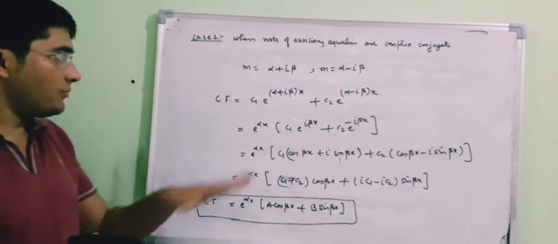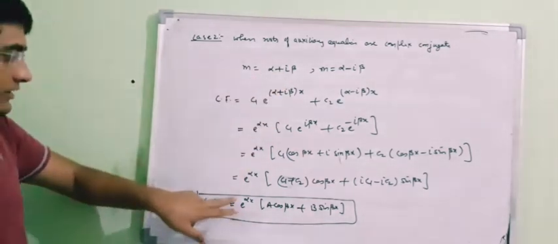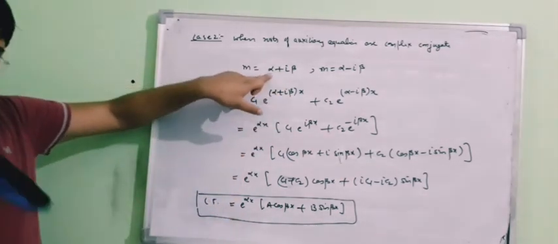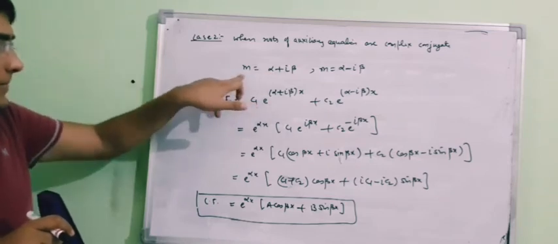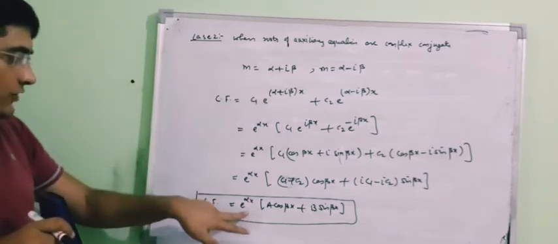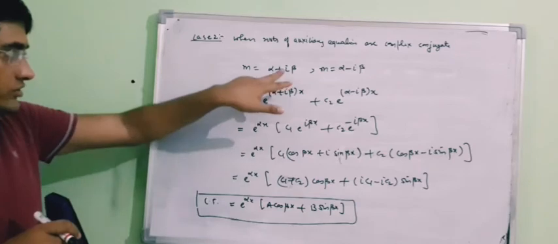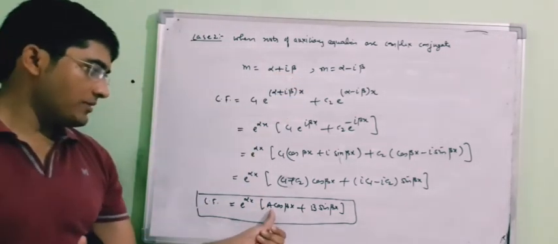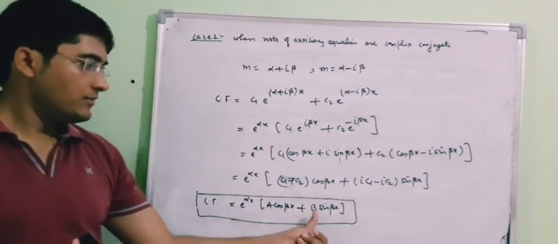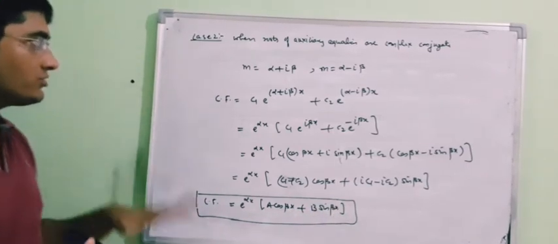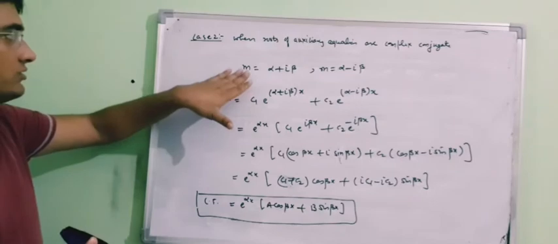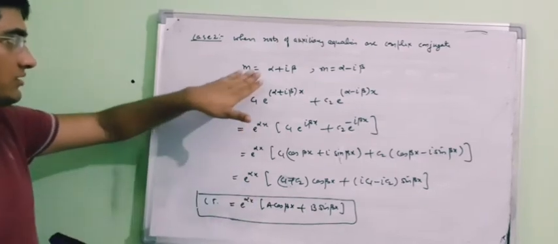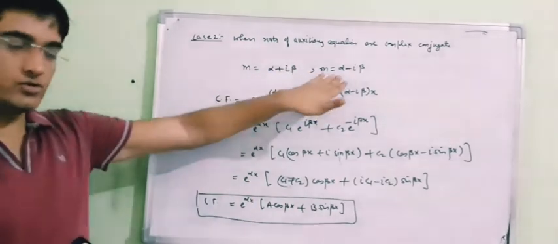So if we have complex roots, then your CF will be e to the power alpha x, where alpha is the real part of the root, then A cos beta x plus B sin beta x, where beta means the coefficient of i. This is the value of the complementary function when we have two complex conjugate roots.